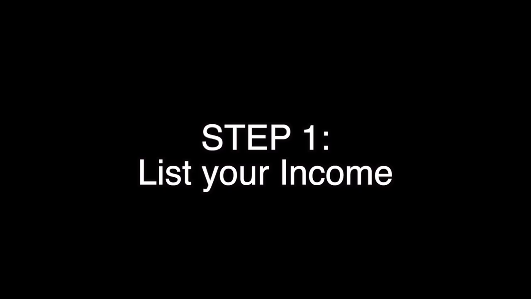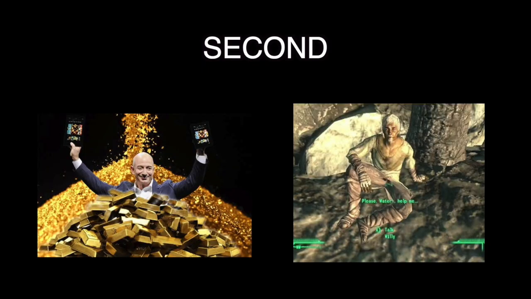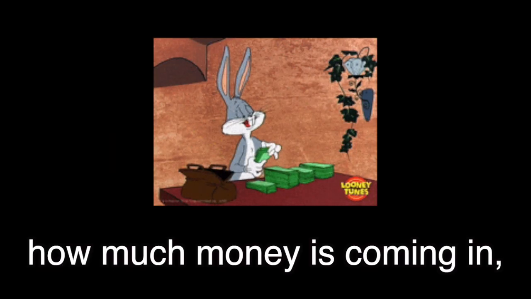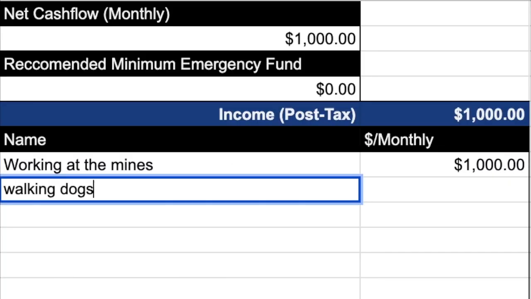Step 1. List out your income. The purpose of budgeting is twofold. First, we're trying to spend your money more intentionally. Second, using whatever funds and situations you have available, we're trying to create a cash flow surplus for you. And cash flow refers to the difference between how much money is coming in and how much money is going out. This is why you need to list any income you have.